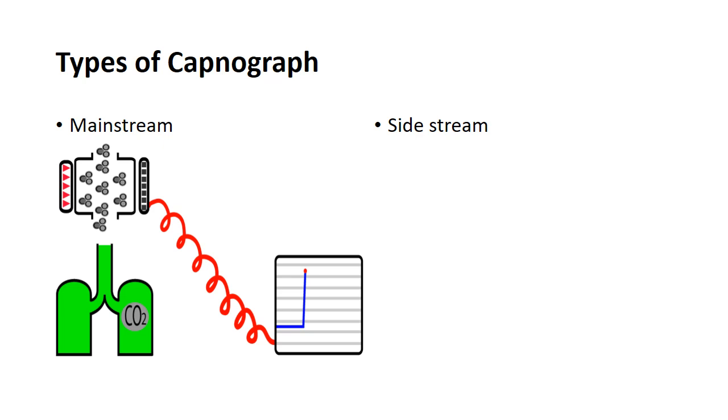Now coming to the types of capnograph: the mainstream capnograph and the sidestream capnograph. In the mainstream analyzer, the analyzer is directly near the CO2 expired by the patient. The mainstream analyzer is attached to the patient and the analyzer is connected to the monitor by long electrical wires.